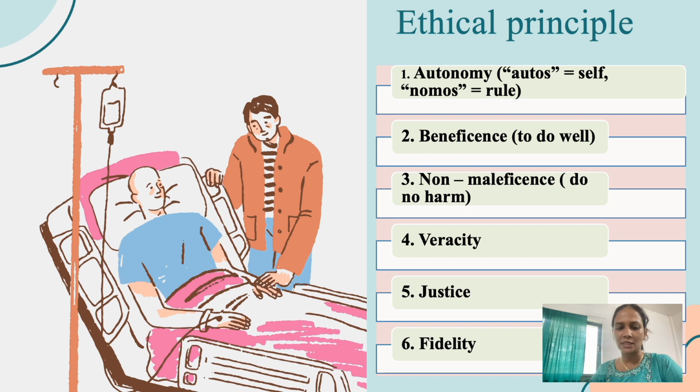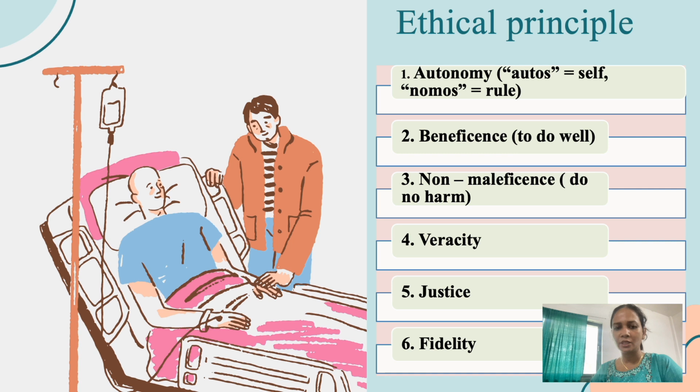Next one is veracity. The simple meaning of veracity is telling the truth. So we have to give factual information to the patient. It has two opinions. In Eastern Western culture, it is said that we have to provide all the information to the patient. But in Asian culture, it is believed that some information may cause harm to the patient, so that's why we have to withhold it for some time.